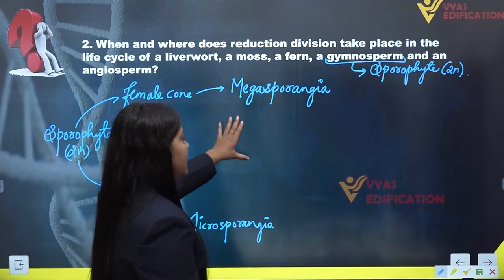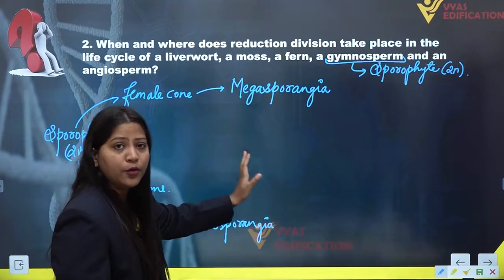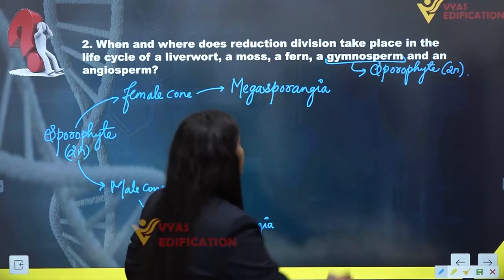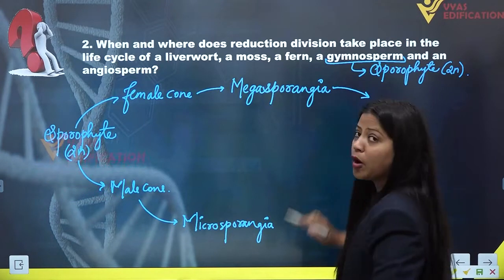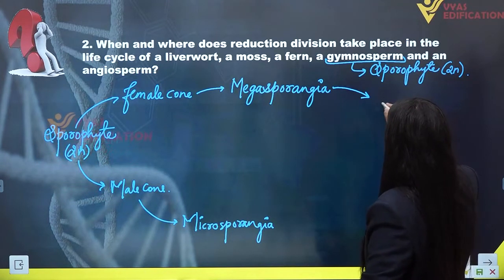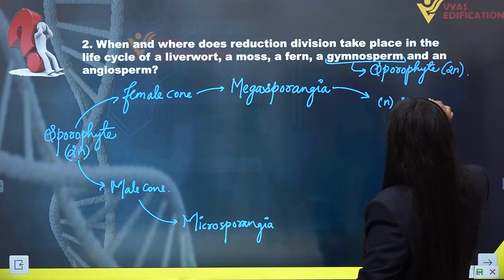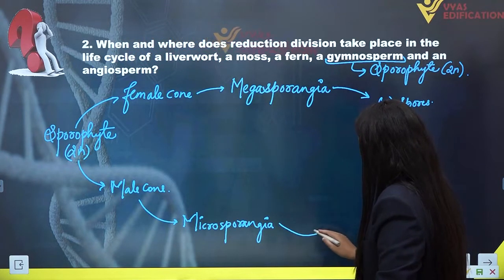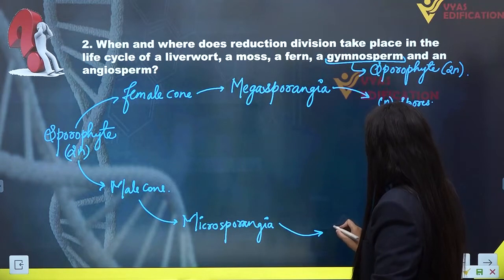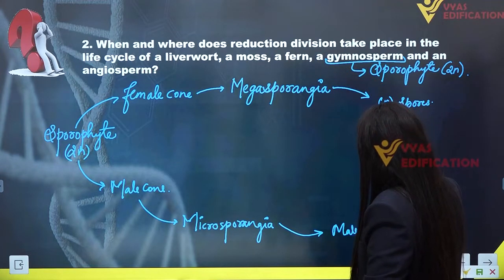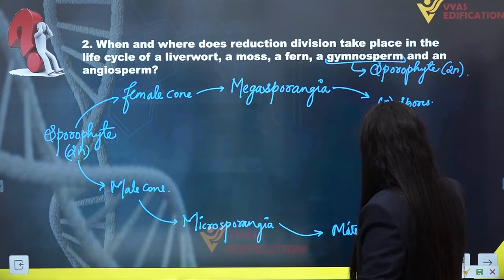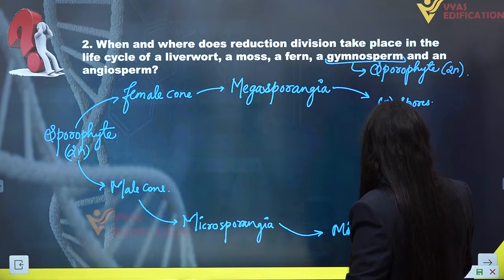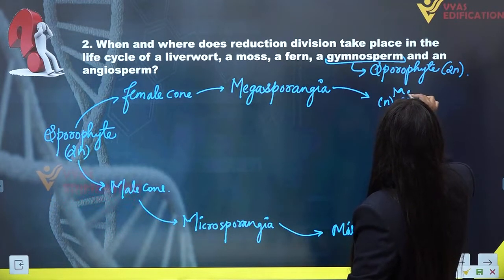Now, these sporangia will give rise to haploid spores. The megasporangia have special cells, megaspore mother cells, which will give rise to haploid spores, leading to the egg cell, and the microsporangia give rise to the male spores, or we can call them microspores, and here we can call them megaspores.